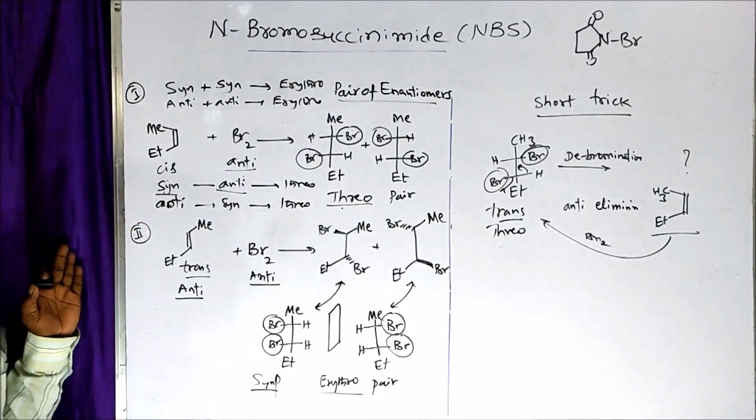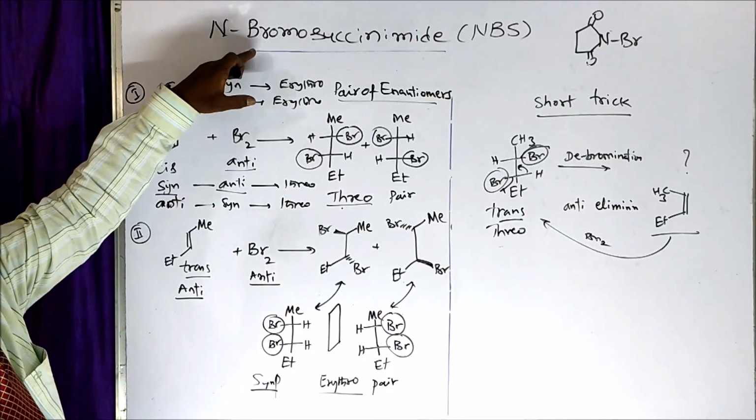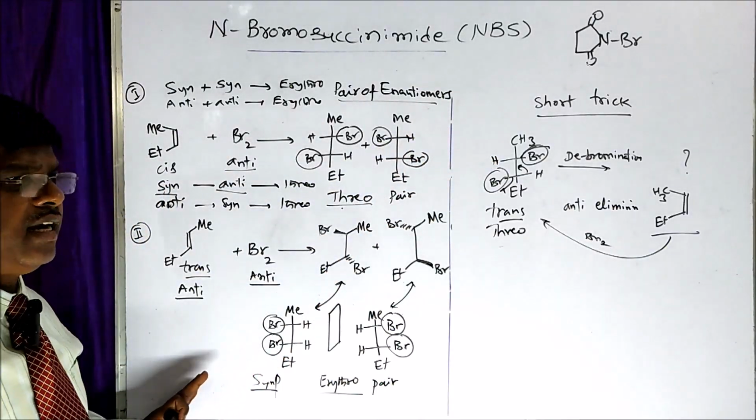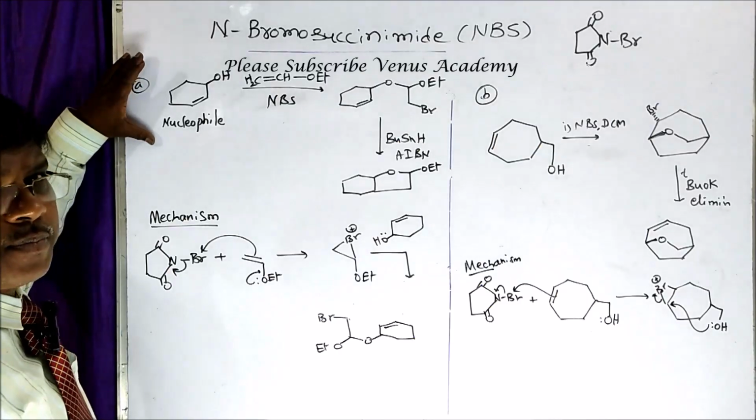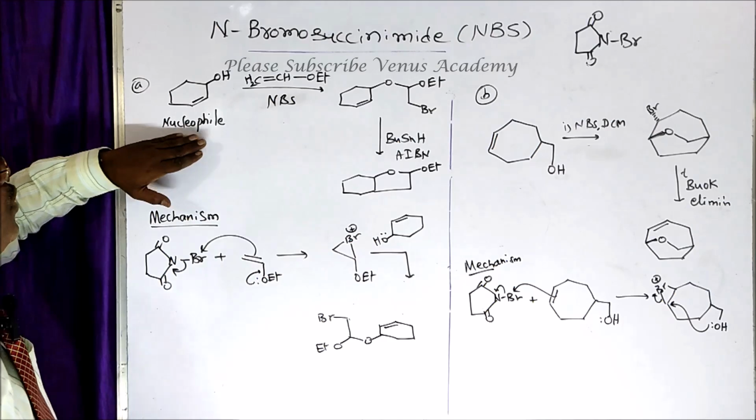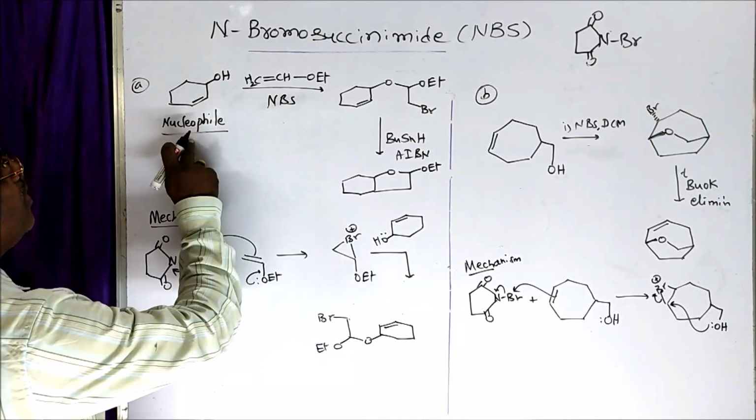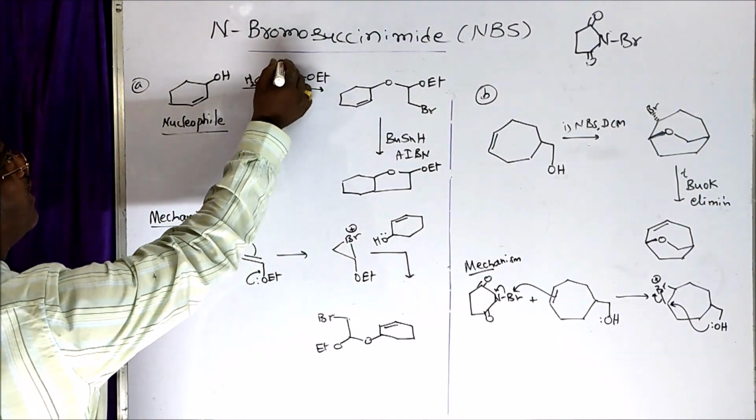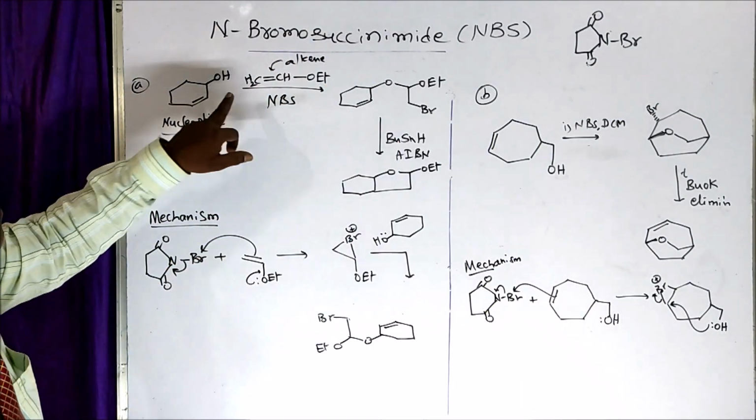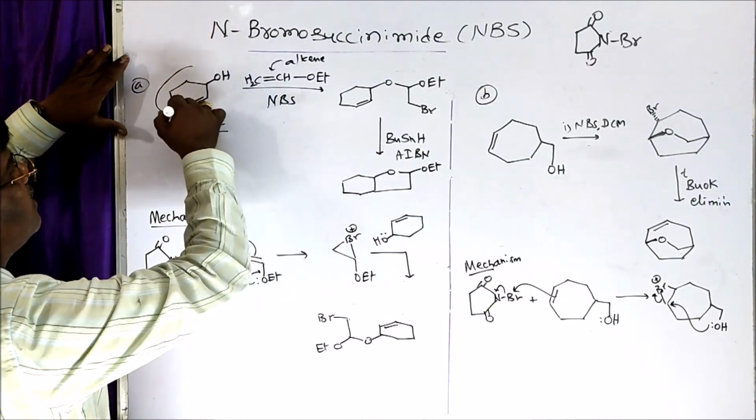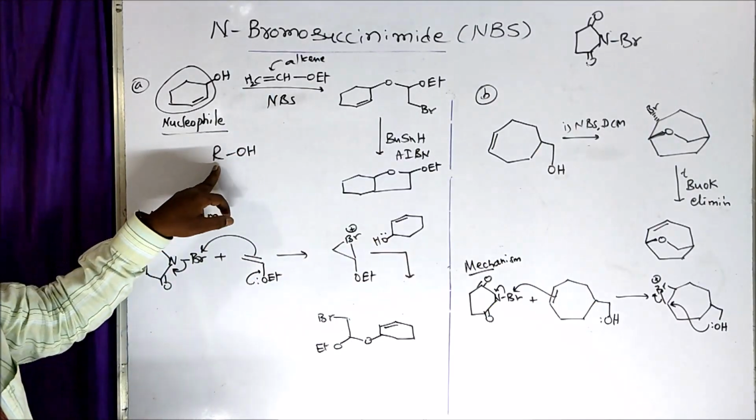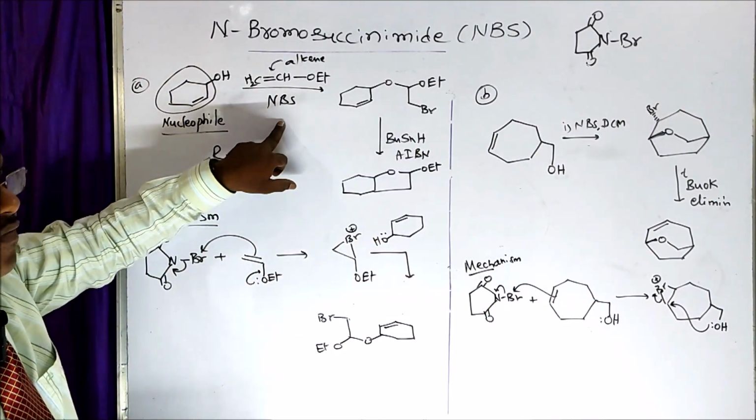Let us see some specific examples under N-Bromosuccinimide, which were asked in so many entrance exams, and very important examples we are going to see. Yes students, let us see some specific examples. So the starting material is allyl alcohol. This is the nucleophile, and this is the alkene. So think that this is all alcohol, some are OH. So alcohol is a nucleophile and this is an alkene in presence of NBS.